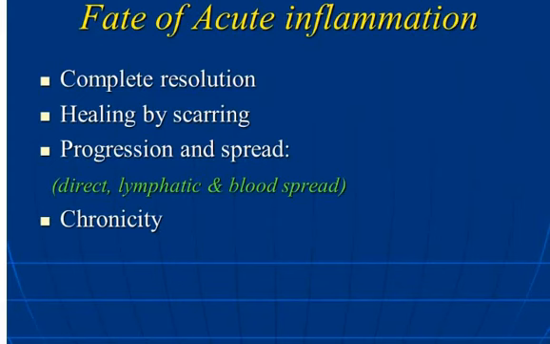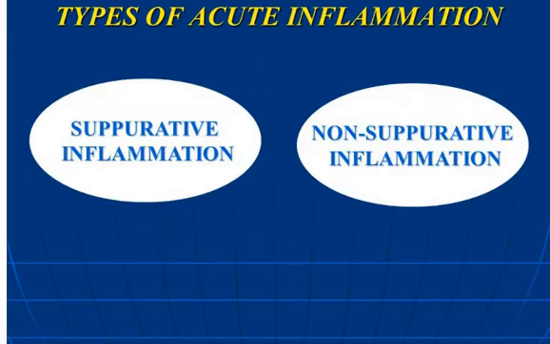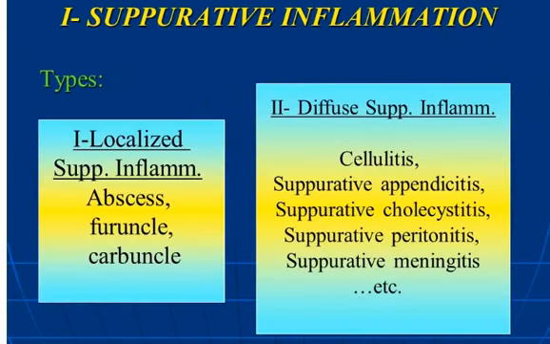Fate of acute inflammation: complete resolution, healing by scarring, progression and spread (direct, lymphatic and blood spread), chronicity. Types of acute inflammation: suppurative inflammation, non-suppurative inflammation.